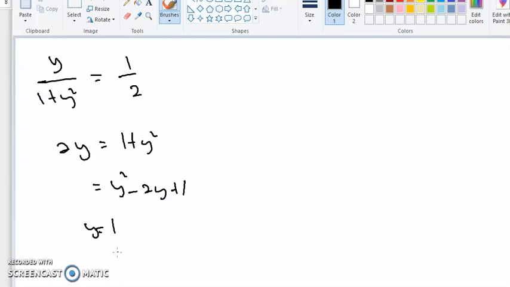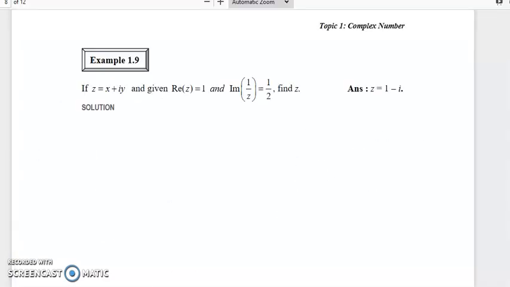So y is equal to 1 here. So you already got your y just now, right? And you already have your x just now is equal to 1, y is equal to 1. So therefore, the z here is equal to 1 plus i here. Okay? Sorry, 1 minus i.